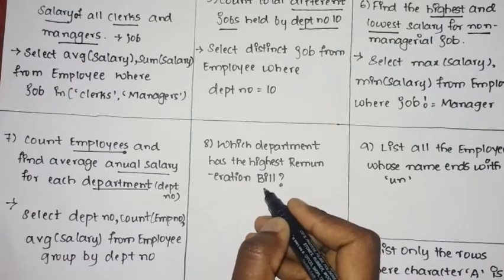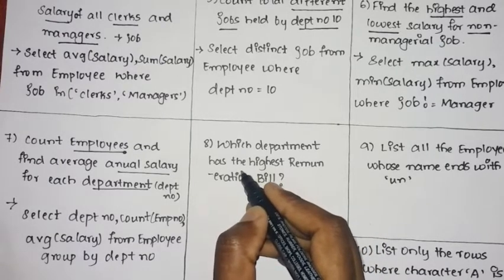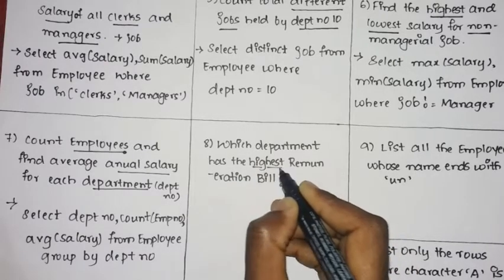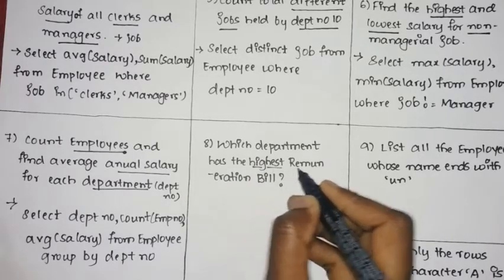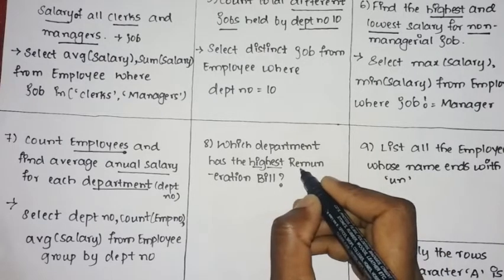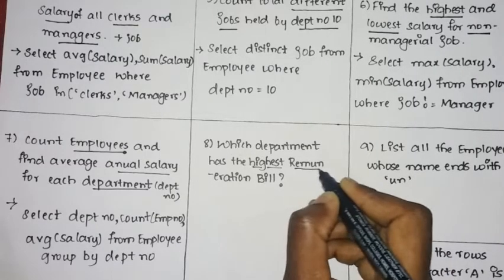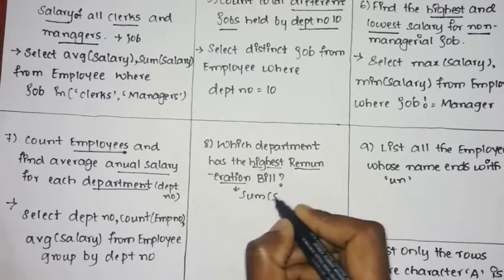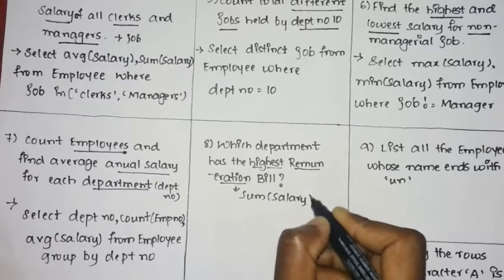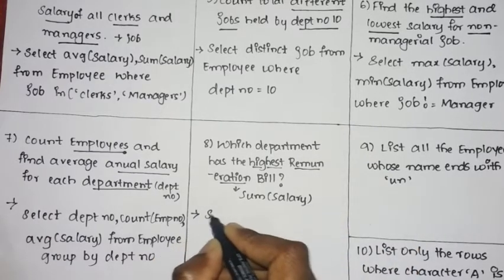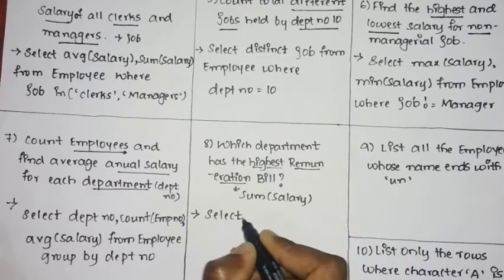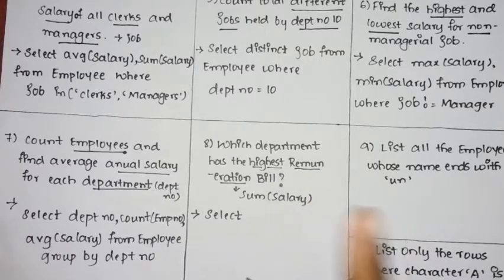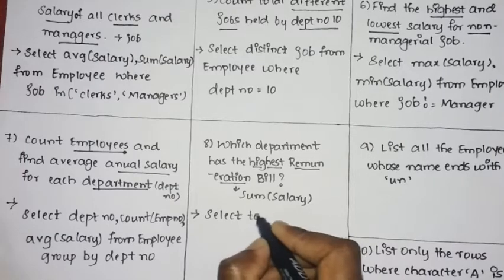So we shall see the next question, that is which department has the highest remuneration bill. So you need to find the highest, which is nothing but the topmost remuneration bill. Remuneration bill is nothing but the sum of salary. So you can see it is the total sum of salary you're going to find. So that is what you need to select. You need the one which has the highest remuneration bill, so you need the top one row from the table.